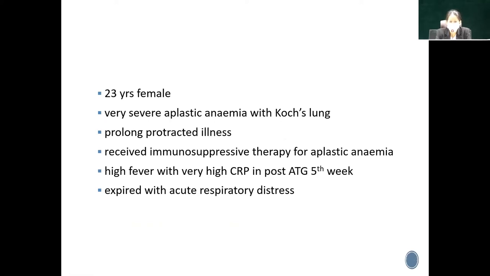So I presented a 23 year old female, a case of very severe aplastic anemia with chronic lung disease, who experienced a prolonged protracted illness. She received immunosuppressive therapy for aplastic anemia and got high fever with very high CRP in post ATG fifth week and expired with acute respiratory distress. So may I invite our pathology colleagues to present post-mortem findings of the case.